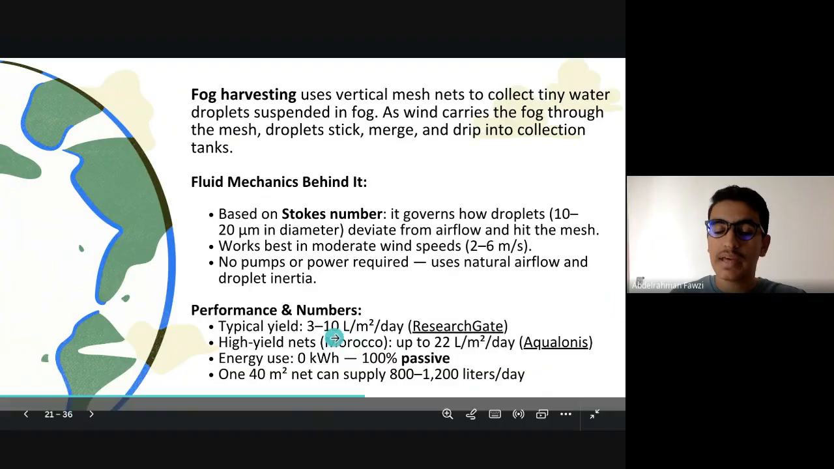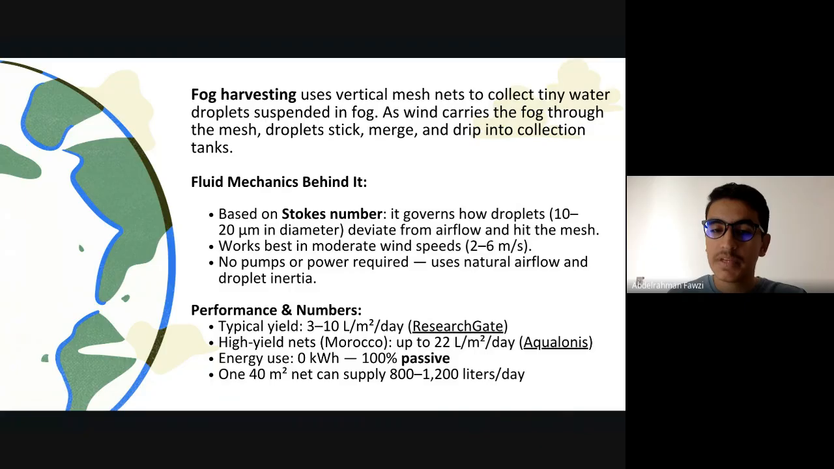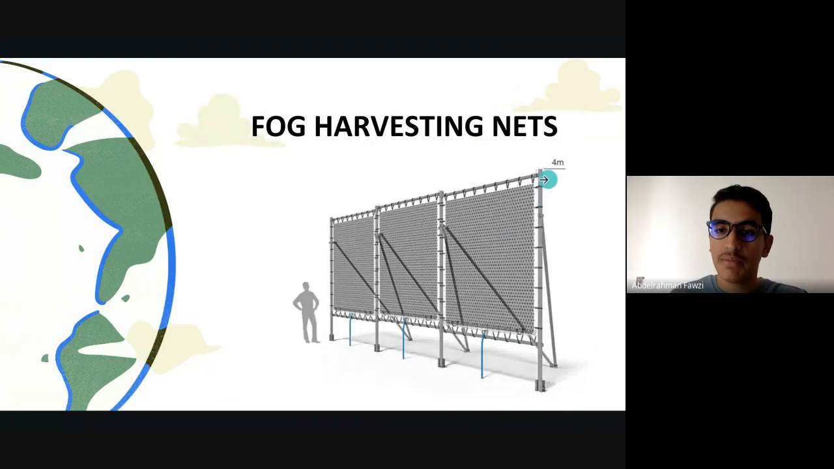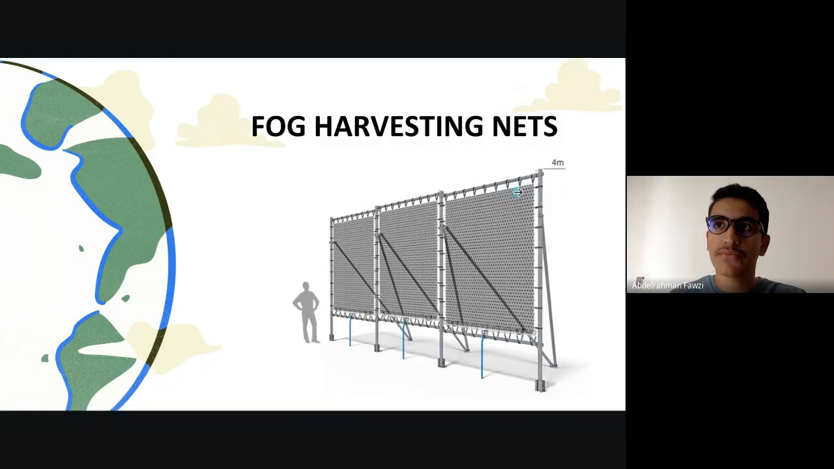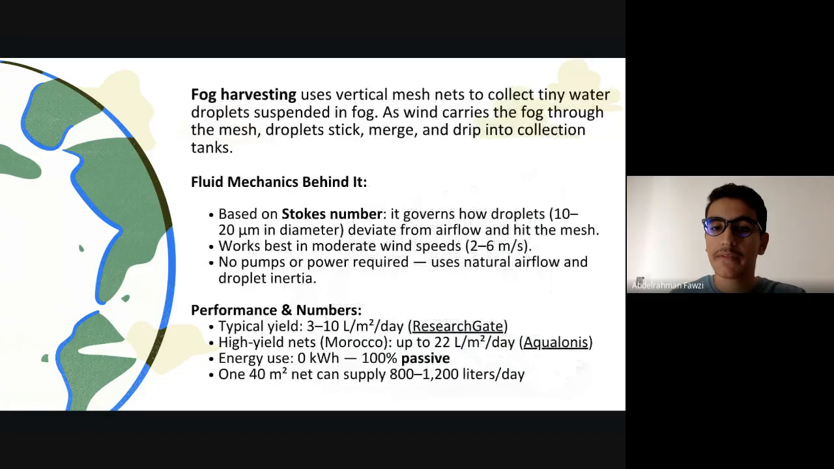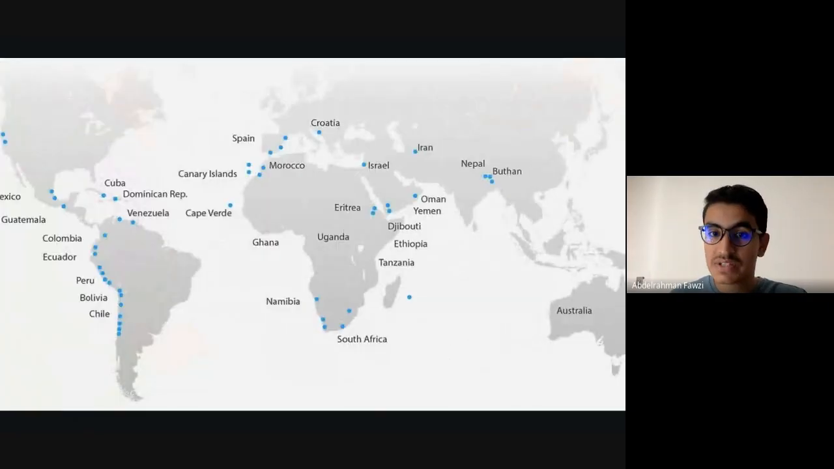So, for example, the ideal water precipitation is 3 to 10 liters per square meter. I mean, if you just assume that, for example, this is 4 meters tall and this section is 4 meters wide, then you're going to have around 160 liters of water per day. Some nets may be very effective, like the ones in Morocco. They can yield an amount of 22 liters for each square meter per day, and they also don't use any energy, so it is totally passive.